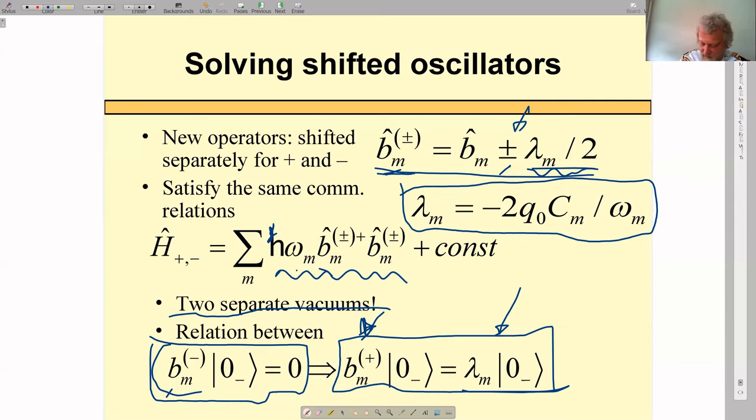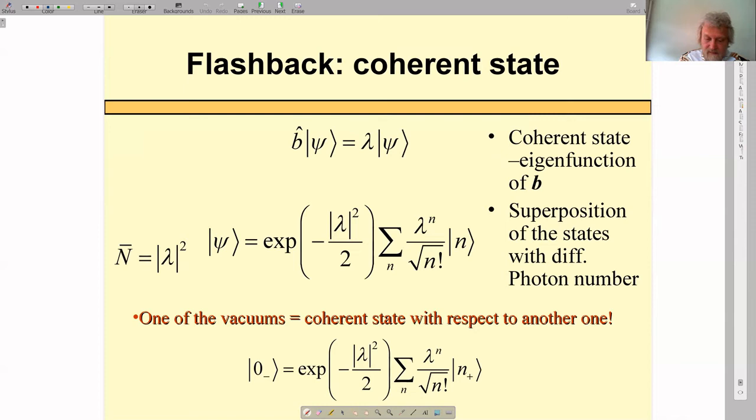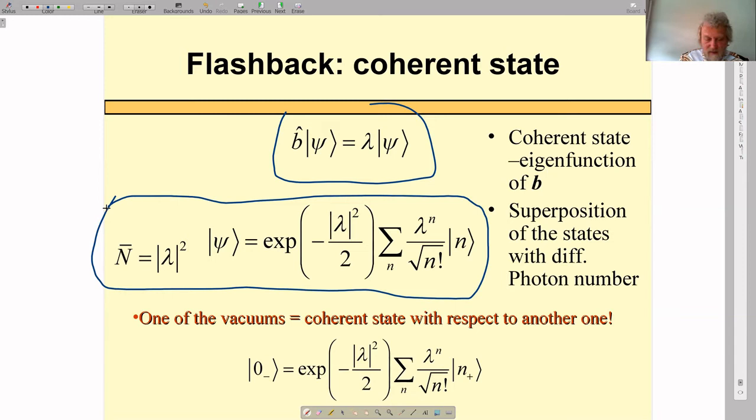Flashback, coherent state. This is the definition, eigenfunction of annihilation operator. And this is the explicit formula for the coherent state. What I put here is the average number of excitations in the coherent state, which is related to the parameter lambda as it stands. Good, as I already said, each of the vacua is a coherent state with respect to the other vacuum. It is a superposition of states of the other vacuum.